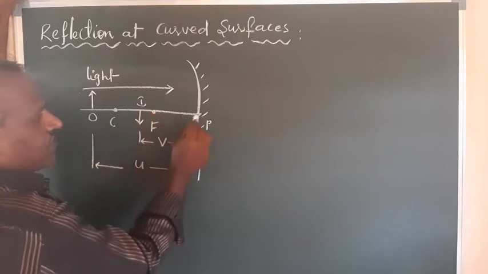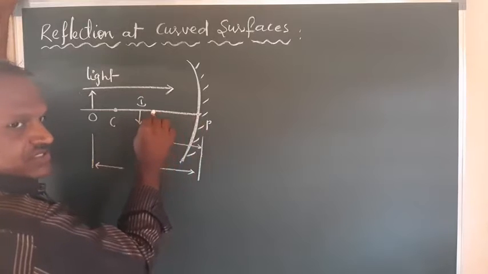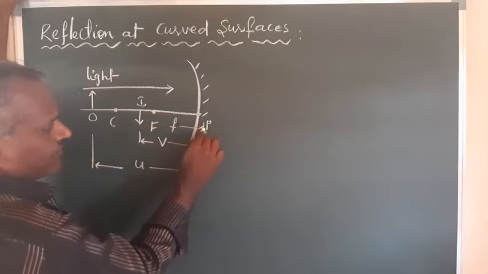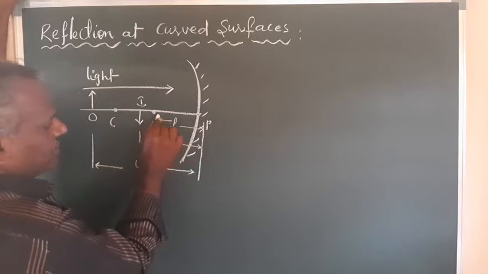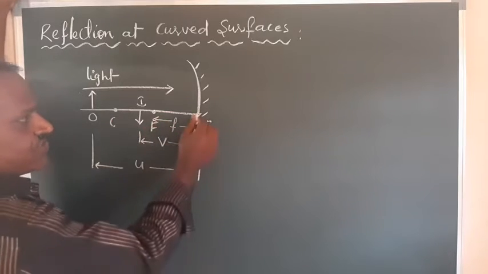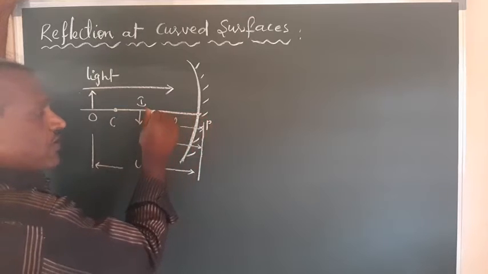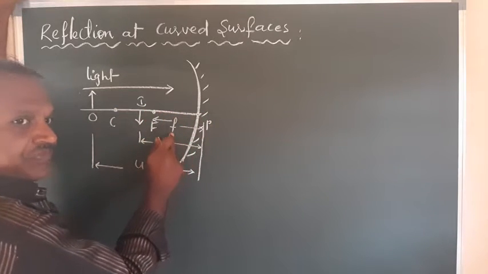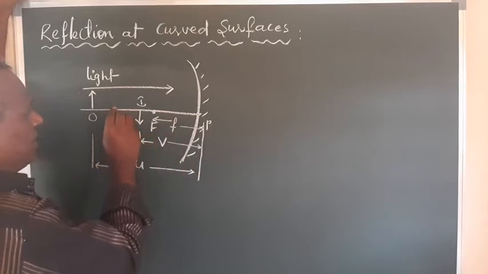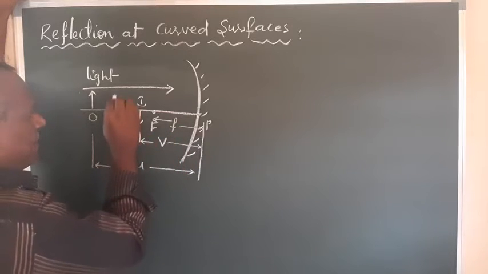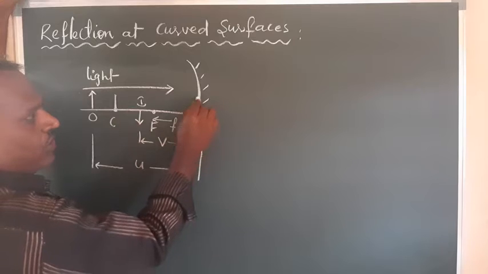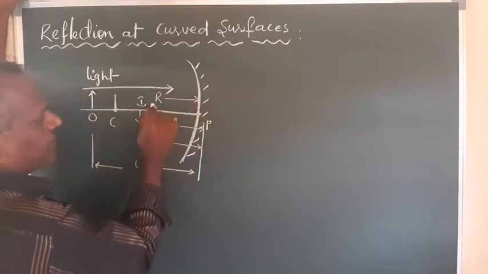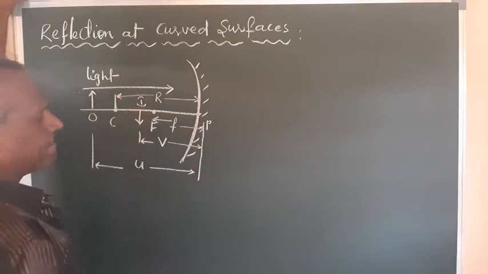And the distance from pole to focus is called the focal length, represented by f. The distance from pole to the focus is called the focal length, represented by f. And from C, the center of curvature, to the pole is called the radius of curvature, which is represented by capital R, right?